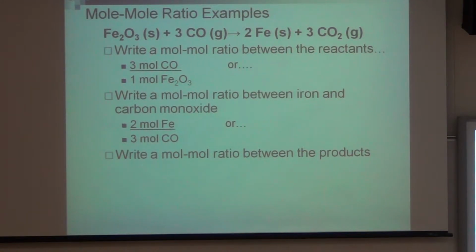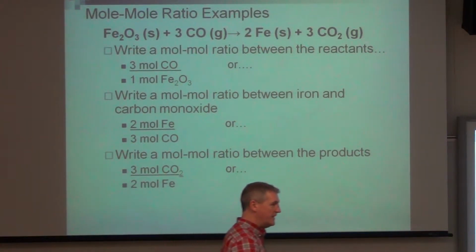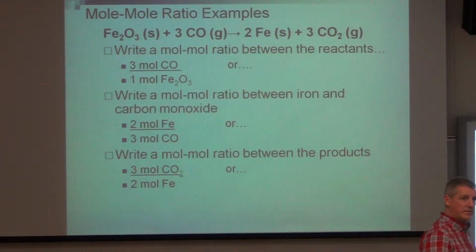And then finally, the mole-to-mole ratio between the products. We've got iron and carbon dioxide. So it's either going to be 3 moles of carbon dioxide over 2 moles of iron, or flip it, and you'll have 2 moles of iron over 3 moles of carbon dioxide. And again, the form of that fraction that you're going to use, that conversion factor, is simply dependent on what the problem's asking you to solve for, what needs to be canceled.